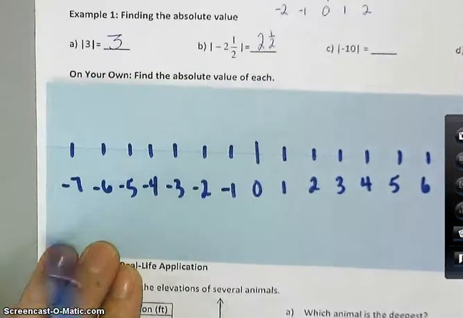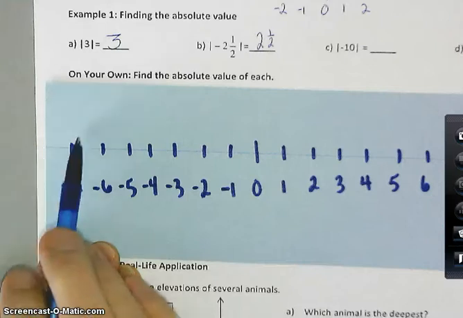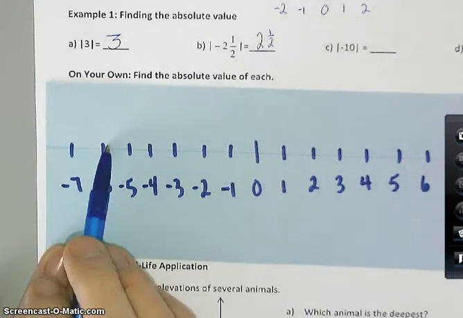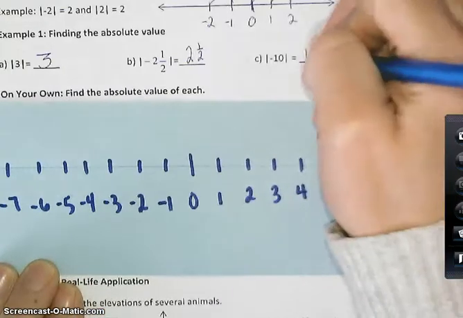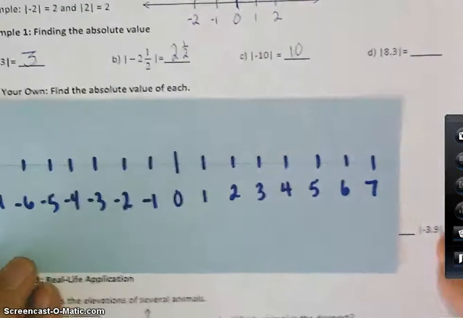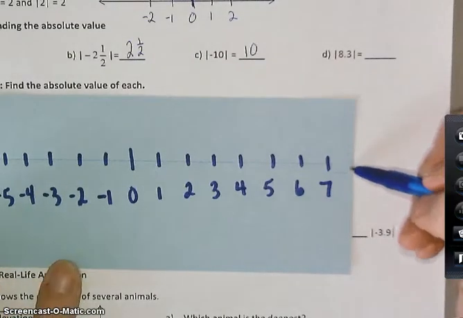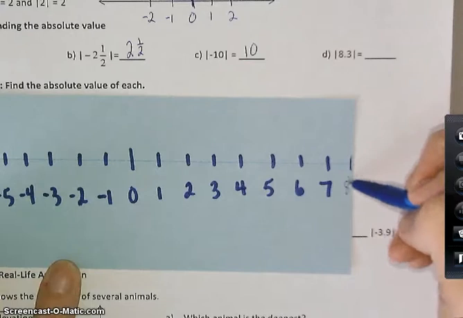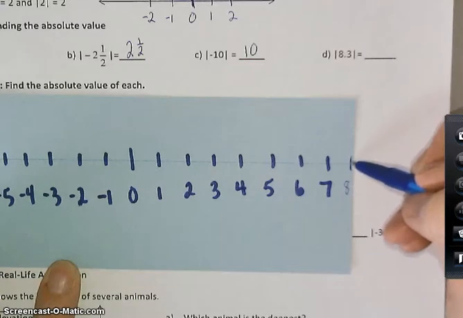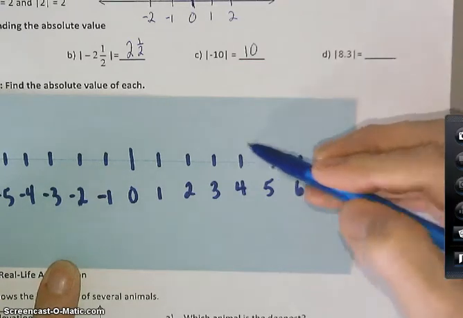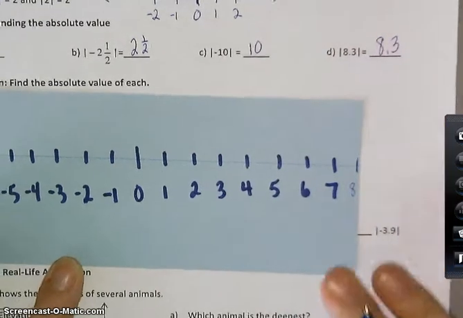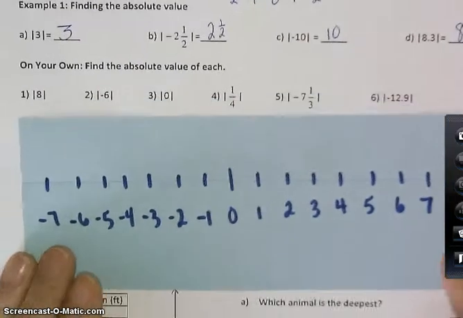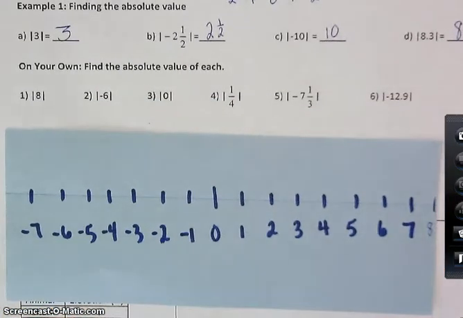Let's look at -10. -10 doesn't quite fit on my graph, but here I'm at -10, -9, and that's 7. Here's 3, 4, 5, 6, 7, 8, 9, 10. So it's 10 hops away from 0. Next, 8.3. Once again, it's off my graph a little bit, but let's say here would be 8. 8.3 is here. To get back to 8, it's 0.3, and then 1, 2, 3, 4, 5, 6, 7, 8. So it's 8.3 hops away from 0. Okay, so take a moment, pause it, find the absolute value of those 6 questions.